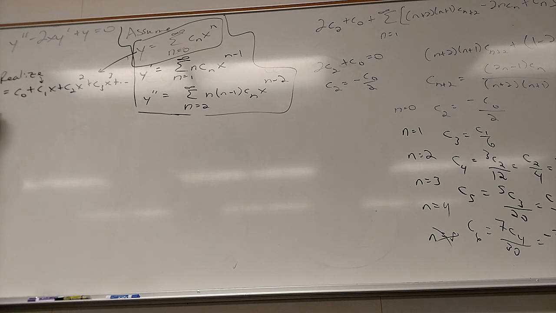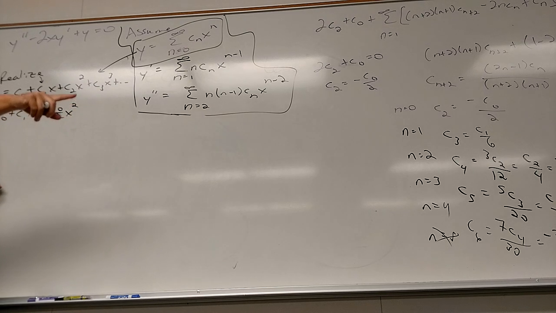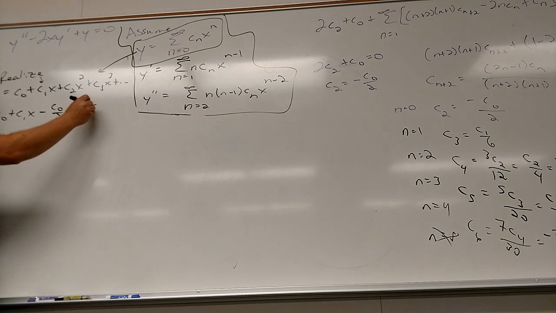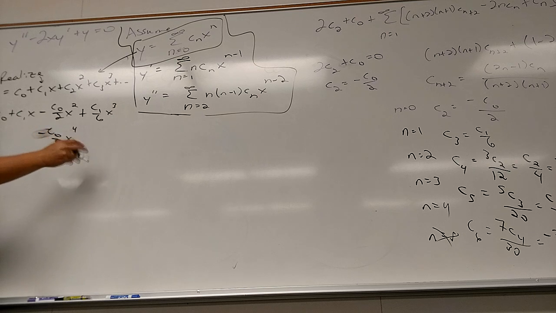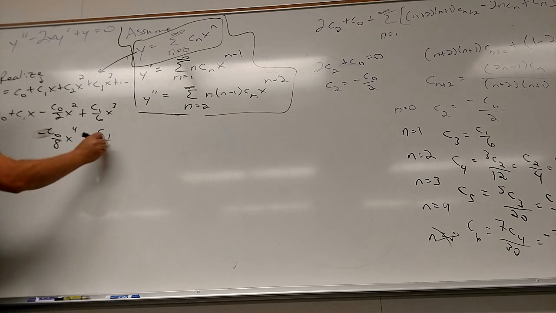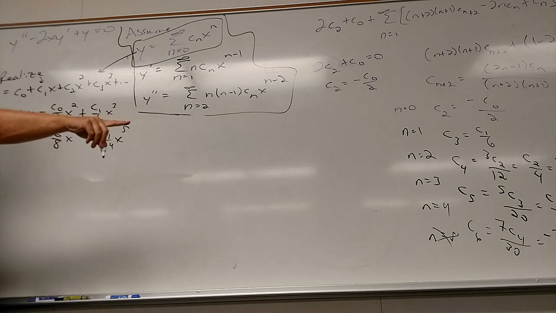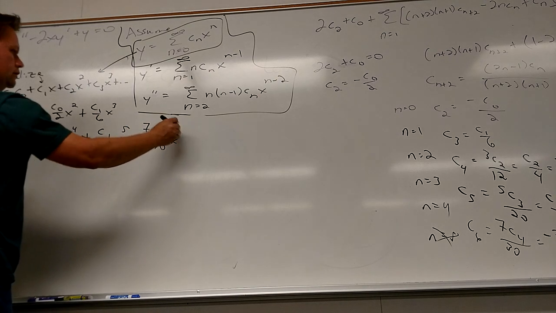So I get y equals C0 plus C1x. C2 was negative C0 over 2, x squared. C3 is C1 over 6, so plus C1 over 6 x cubed. C4 is negative C0 over 8, so minus C0 over 8 x to the 4th. C5 is C1 over 24, so plus C1 over 24 x to the 5th. And C6 was negative 7C0 over 240, x to the 6th. Blah, blah, blah.